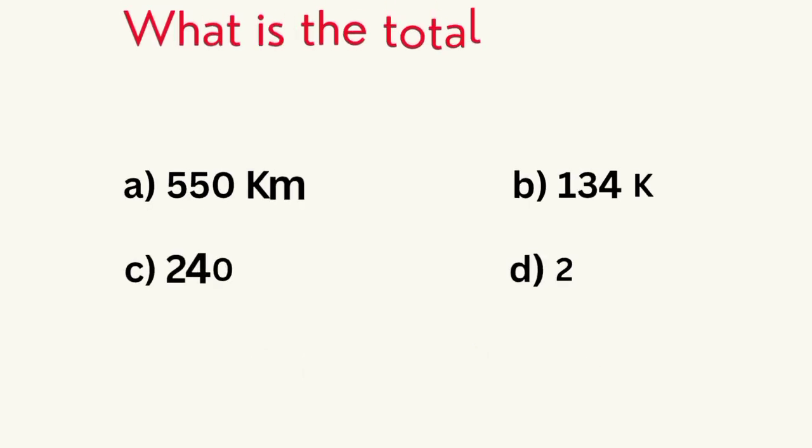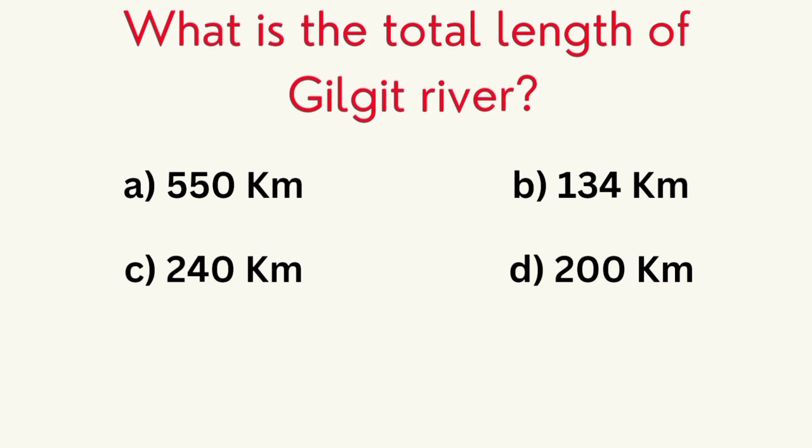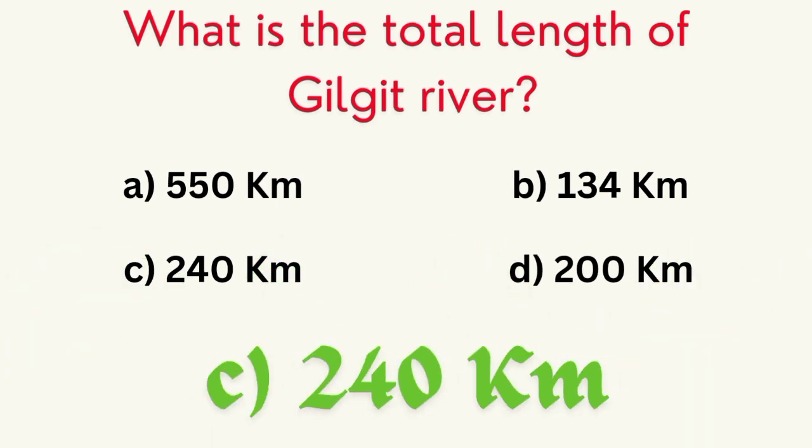What is the total length of Gilgit River? A. 550 kilometers. B. 134 kilometers. C. 240 kilometers. D. 200 kilometers. Answer is C. 240 kilometers in Gilgit-Baltistan.